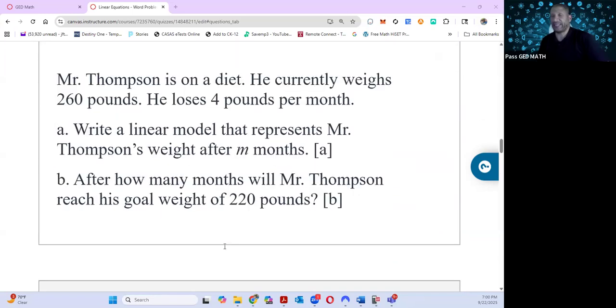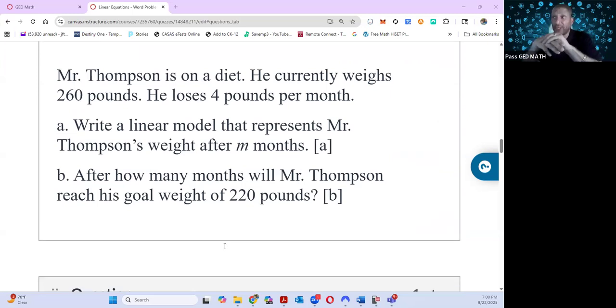This is lovely. Mr. Thompson is on a diet. He currently weighs 260 pounds. He loses 4 pounds per month. Write a linear model, linear equation that represents Mr. Thompson's weight after M months. That's what confuses people. Why are you asking me what M months? I don't know. Identify what you know.